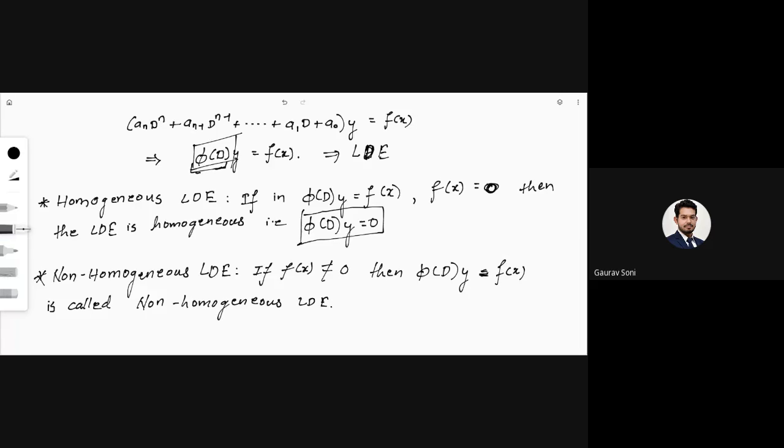So we will see some examples of linear differential equations, and then we'll go to the next thing. So, examples. First one: d2y by dx square plus 3 times dy by dx plus 5 times y is equal to e to the power 2x.